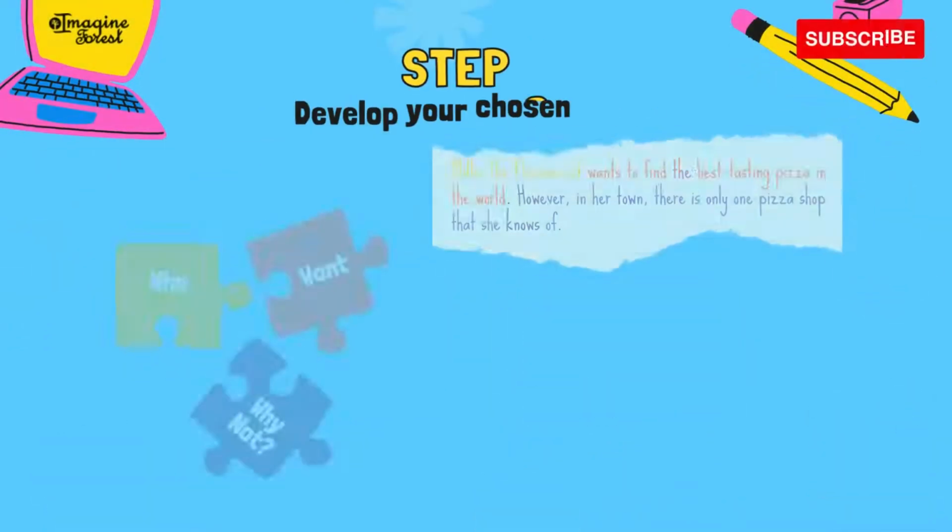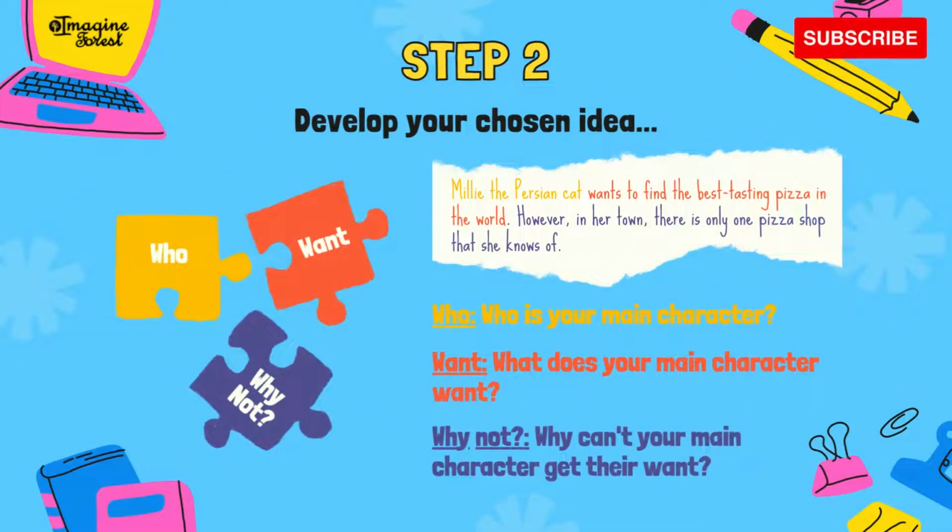Step 2. Develop your chosen idea. Pick one idea from your list in Step 1. Now expand on this idea. You can use the jigsaw method to expand on your idea. Start by thinking about who the main character is exactly. Next, think about what your main character wants. And finally, think about why your main character can't get what they want.